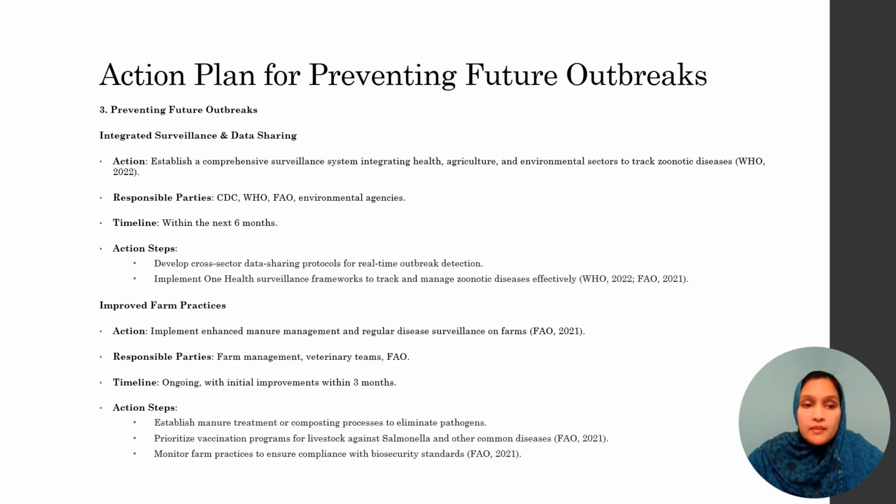So that would include implementing enhanced manure management and regular disease surveillance on farms. Responsible parties are the farm management, veterinary teams, and FAO. This would be ongoing, with initial improvements within 3 months. Action steps include establishing manure treatment or composting processes to eliminate pathogens, prioritizing vaccination programs for livestock against salmonella and other common diseases, and monitoring farm practices to ensure compliance with biosecurity standards.